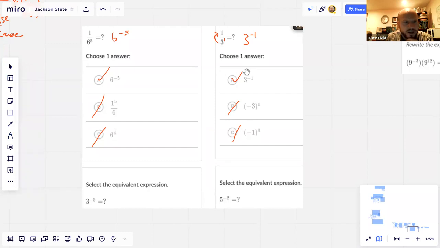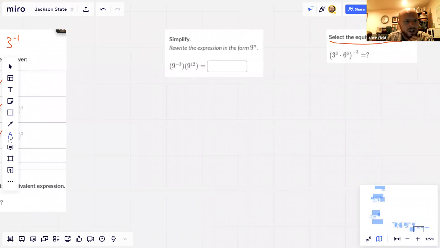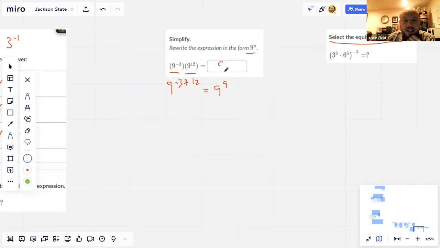All right, let's move on. Let's try this one. So we're going to use our rules of exponents, and if we have a negative exponent, we would change it to a positive exponent using our new rule, the negative exponent rule. So what do we do when we multiply terms? Remind me, what do we do with the exponents? Hopefully you're saying you add them, Mr. Field. You add the exponents. What's negative 3 plus 12? It is 9. 9 to the 9th.